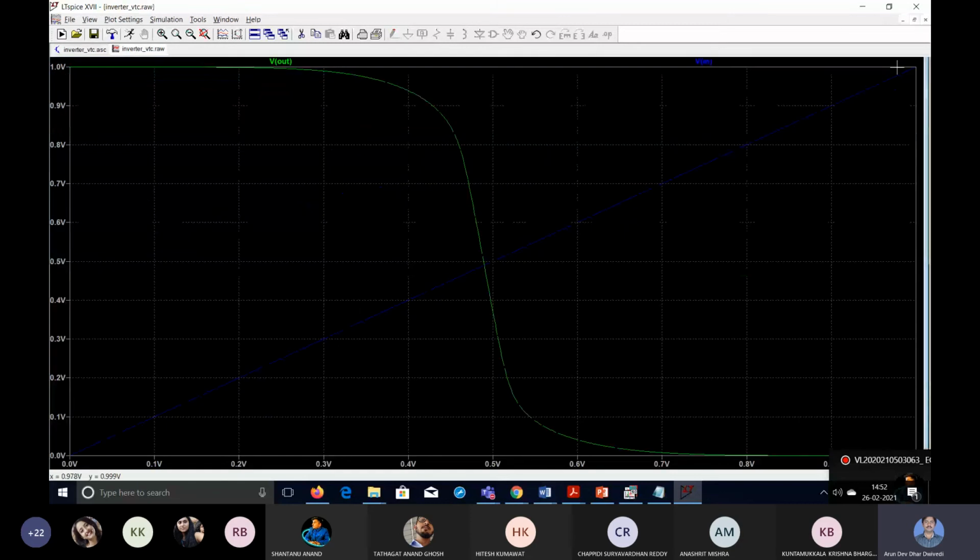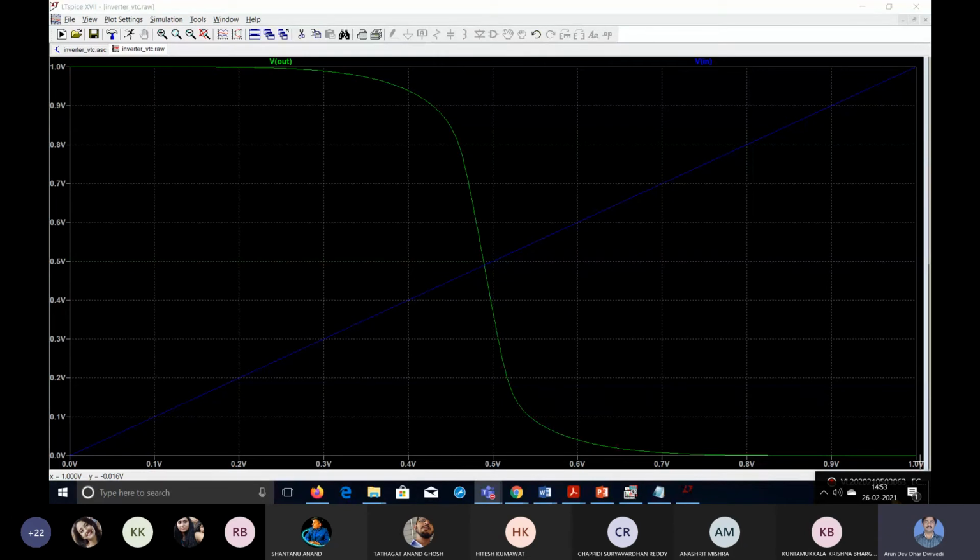This is the VTC plot of the CMOS inverter, the green color plot. This green color plot is basically output voltage versus input voltage. On the x-axis we are plotting the input voltage, 0 to 0.1, 0.2, 0.3 up to 1 volt. 1 volt is the VDD.